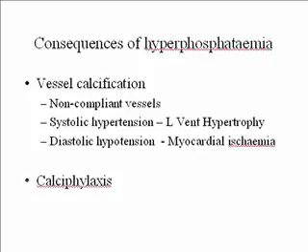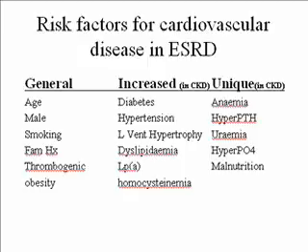Hyperphosphatemia is not a benign process. It can cause vessel calcification, which will go on to cause systolic hypertension and left ventricular hypertrophy and diastolic hypertension, and increased myocardial ischemia, and it could also lead to a very nasty complication called calciphylaxis.